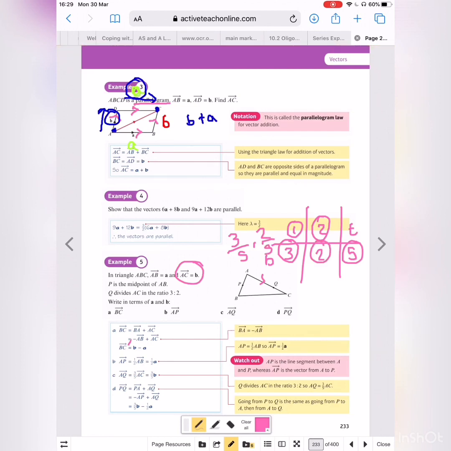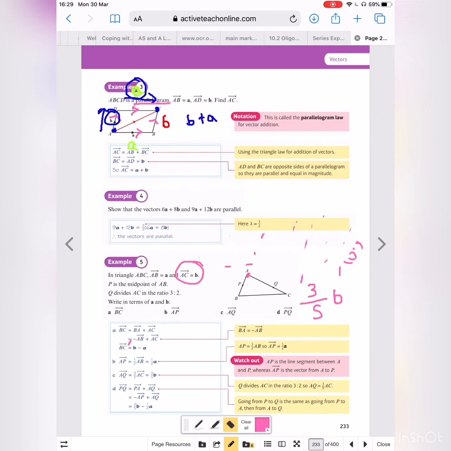So we want to find A to Q. So, well, A to Q is the 3/5 length. So it's going to be 3/5 of B because the whole thing is B, and A to Q is 3/5 of A to C. Bit of a tricky one there, but it's just a case of thinking about what length it's got to be. Okay, so then part D then is P to Q.